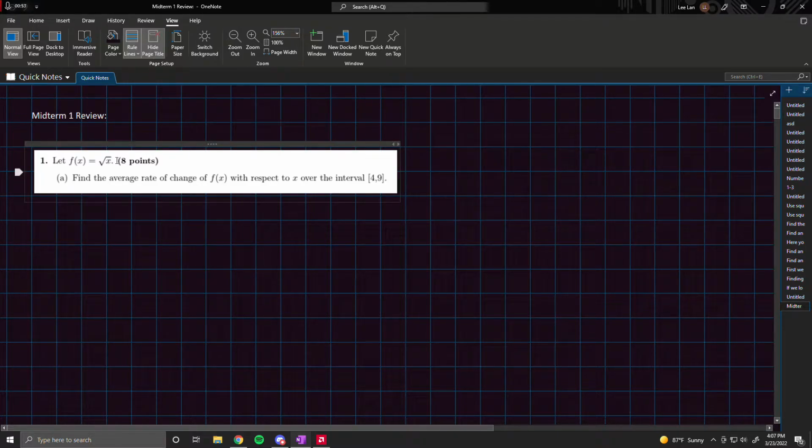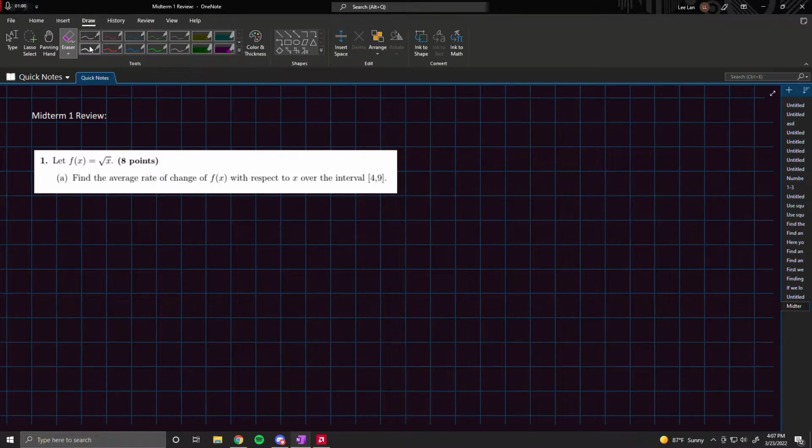Let f of x equals root x. Part a: find the average rate of change of f of x with respect to x over this interval from 4 to 9. So let's just look at this problem piece by piece.